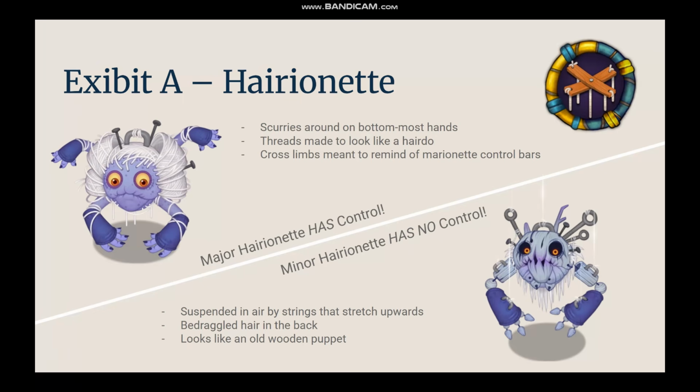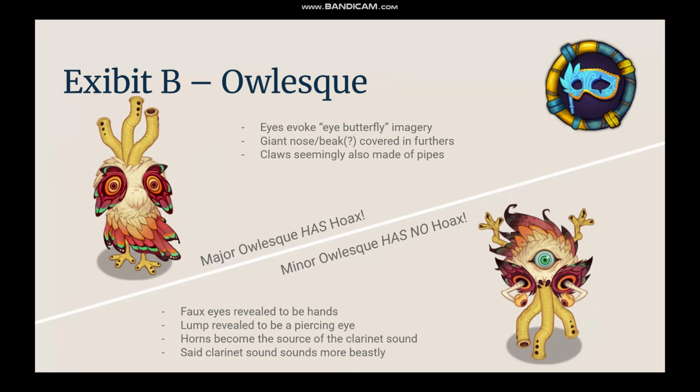And we can see that quite well with our next example being Owlesque, my personal favorite. Now, Owlesque is the element of hoax. So, how does Major Owlesque have hoax, and how does Minor Owlesque have no hoax? Well, if we look at Major Owlesque, the eyes evoke eye butterfly imagery. That is the kind of butterfly that looks like it has eyes on the back to ward off predators and whatnot.